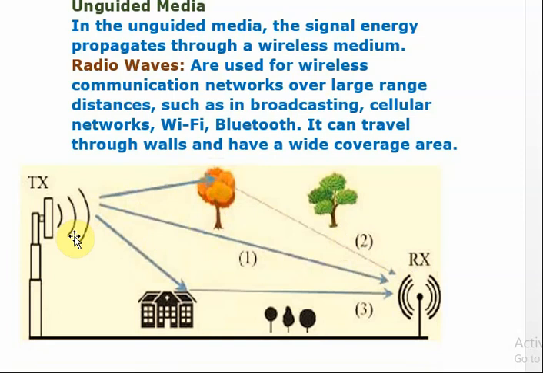In certain communications, the transmitter and receiver need to face each other directly, but with radio waves there is no need to keep a line of sight, not necessary, right? Since it spreads out, it can transmit in all directions. That is radio waves. Examples: Wi-Fi, Bluetooth, cellular network.